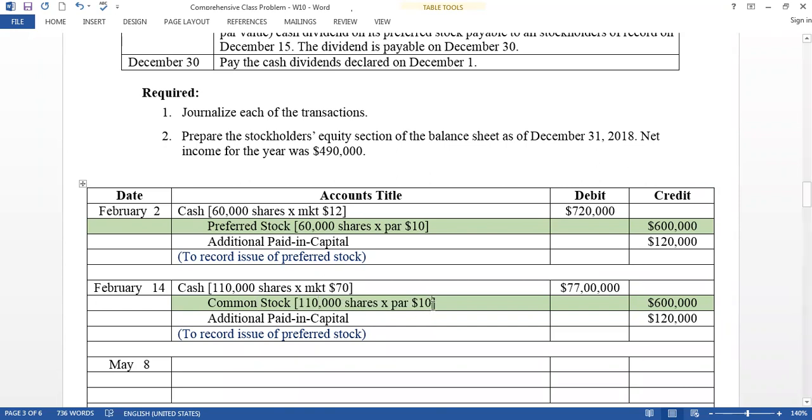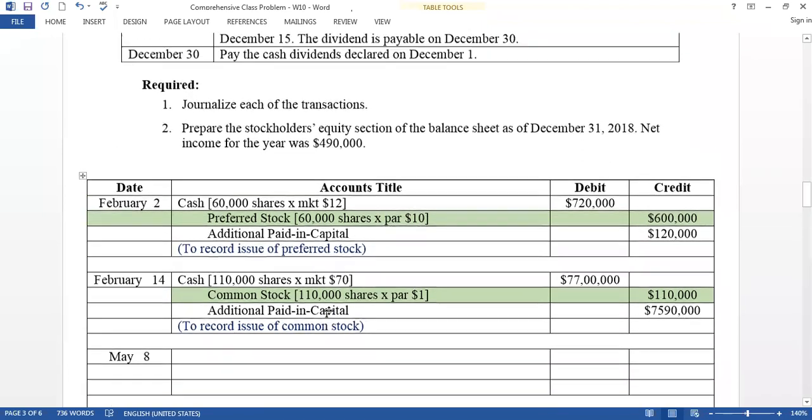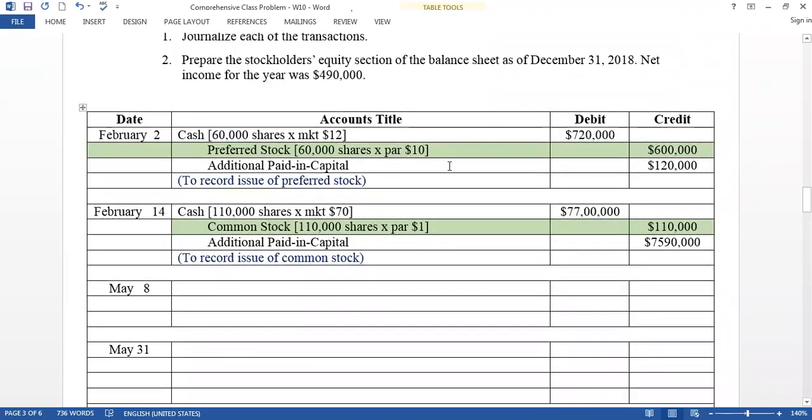And what is the par value? Par value is only $1, right? Par value is $1, but from market you receive $70. So 10,000. And the remaining is the gain. And for the gain, we record additional paid-in capital. It is $690,000, to record the issue of common stock. So in these two journals you issue preferred stock and record gain, and you issue common stock and record gain.